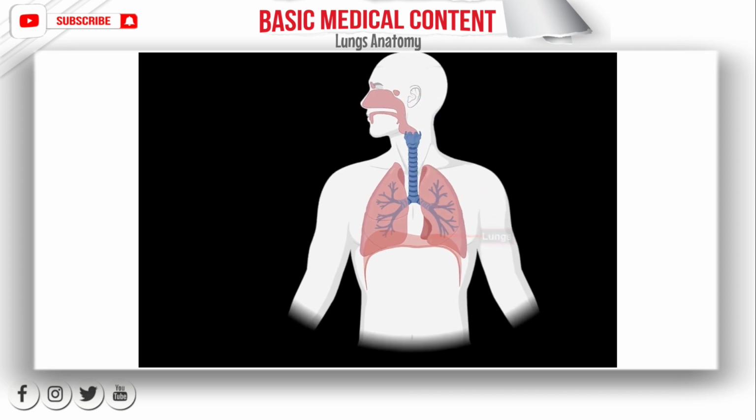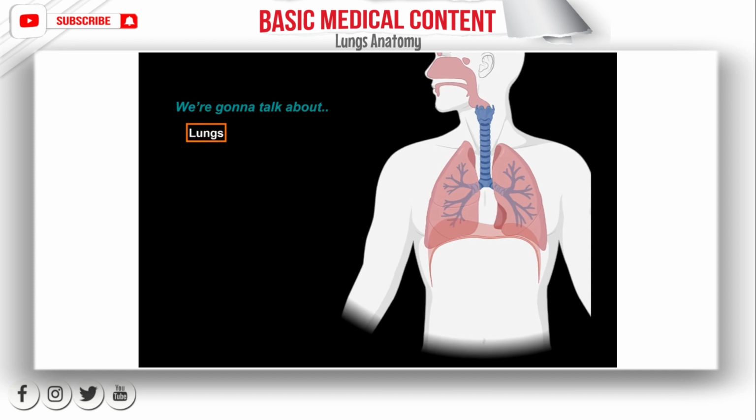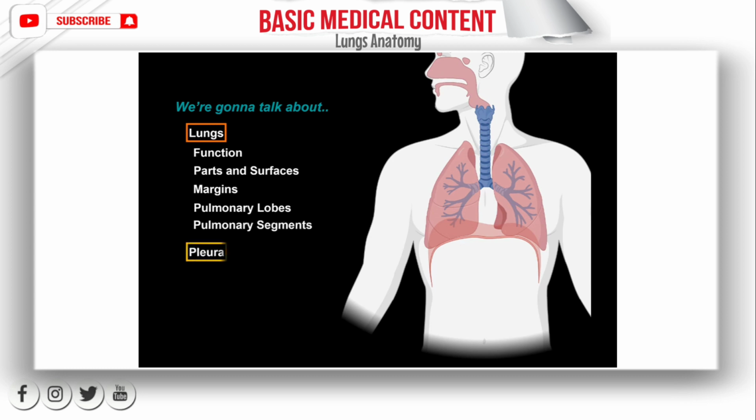In this video, we're first going to go through the functions of the lungs. Then we're going to go through the parts and the surfaces and the margins of the lungs. After that, we will look at how the right and the left lung are divided into lobes and segments. When we're done with the lungs, we will go through the pleura, which is the covering of the lungs. We will go through its parts and its recesses, and then lastly finish up by looking at the mediastinum, basically what's between the right and the left lung.